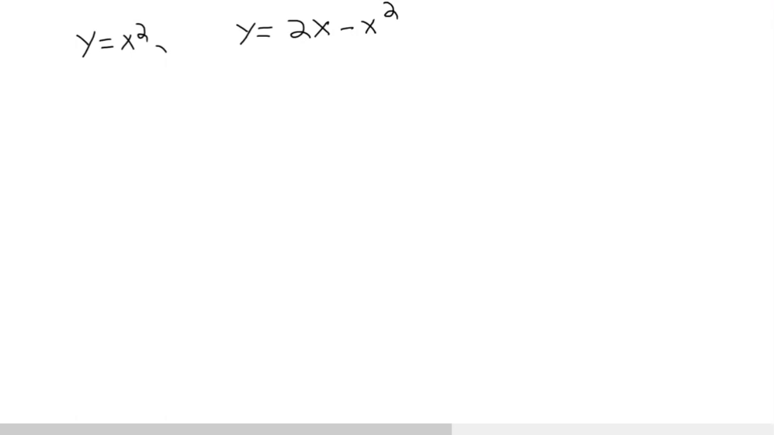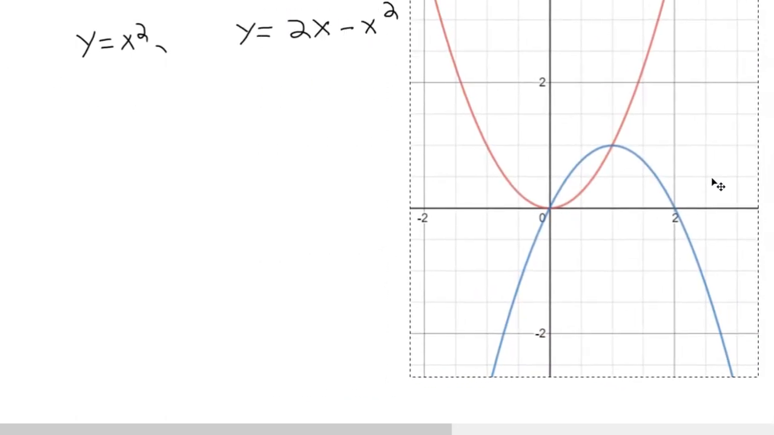Okay, so let me copy and paste this graph right here. Sorry, I'm just doing it in another window, so you can't really see it right now. Okay, so I'm going to paste this. Okay, so hopefully you can see it.